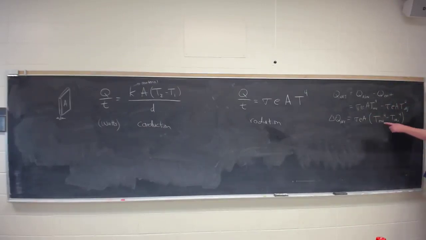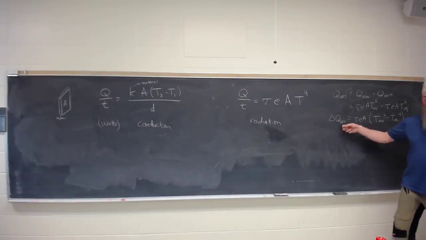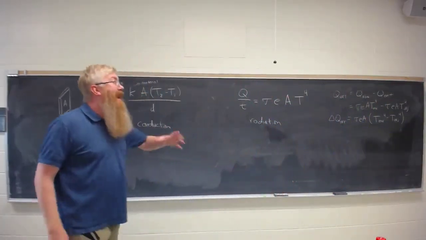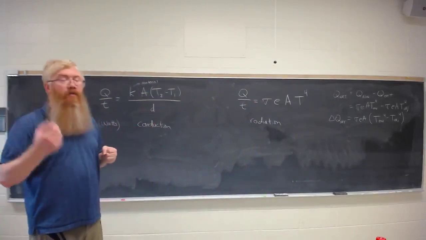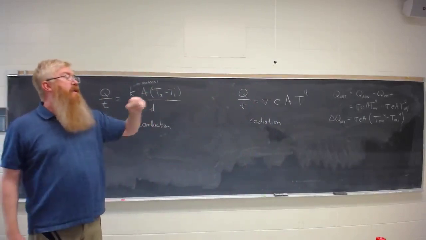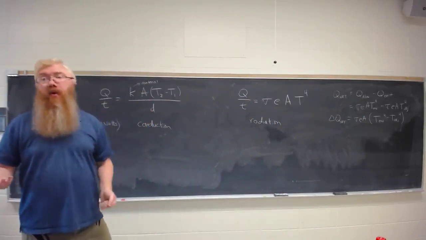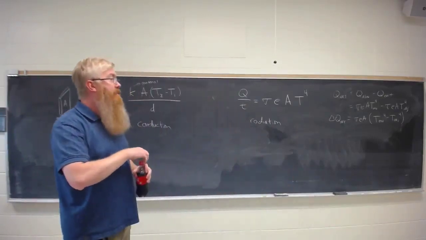So if the environment and the object are the same temperature, there is no net heat transfer. The object stays at the same temperature. If the environment is hotter than the object, it heats up. It gains heat and will increase in temperature. If the object is hotter than the environment, there's a net loss of heat. The object will cool off, just from radiative effects.